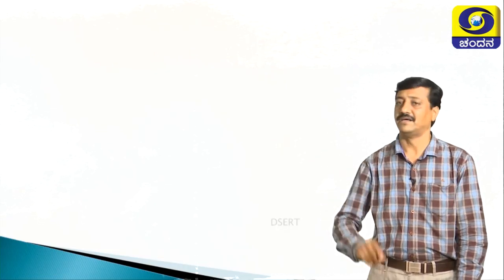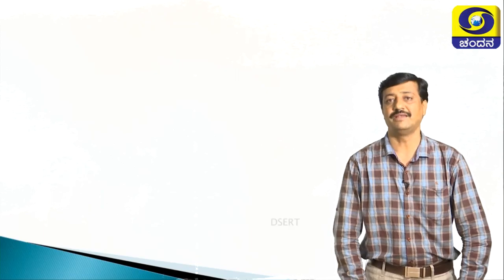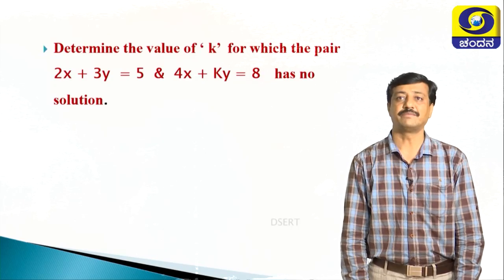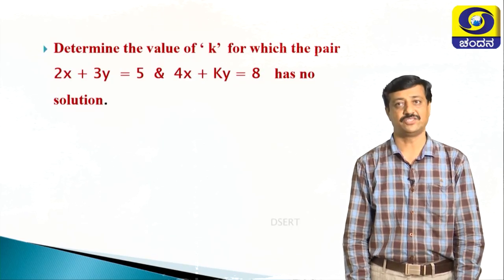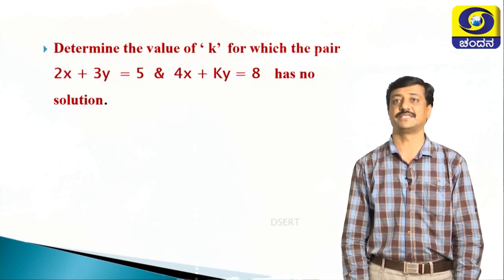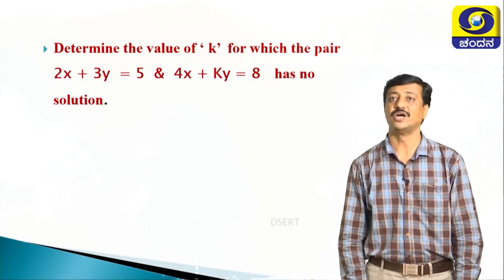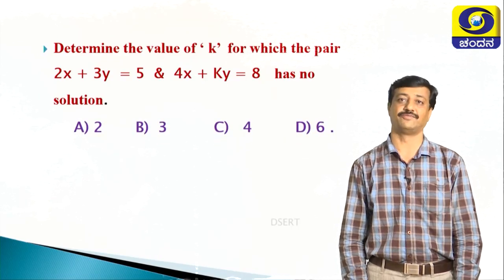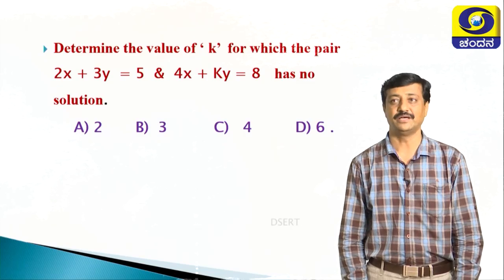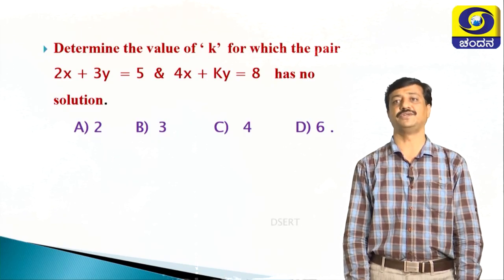Next, let me show how they will ask a multiple choice question based on the table. Here is a question. Determine the value of k for which the pair 2x plus 3y equal to 5 and 4x plus ky equal to 8 has no solution. Here are 4 alternatives: option A 2, option B 3, option C 4 and option D 6.